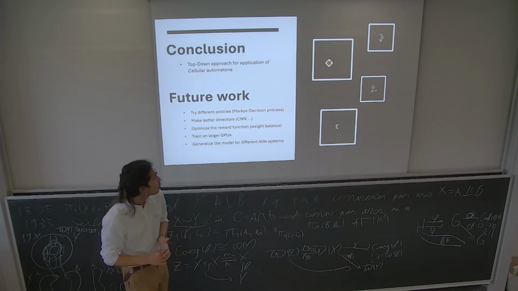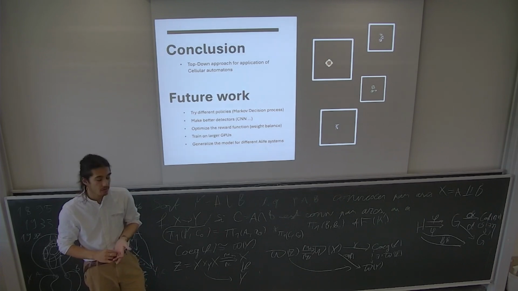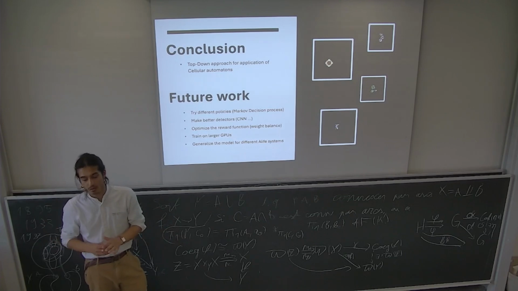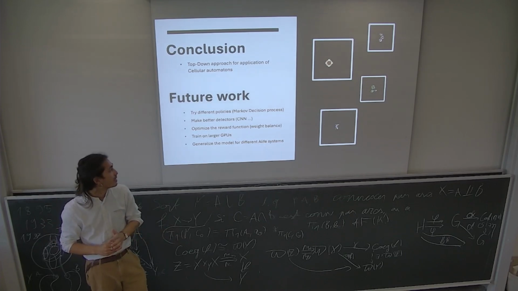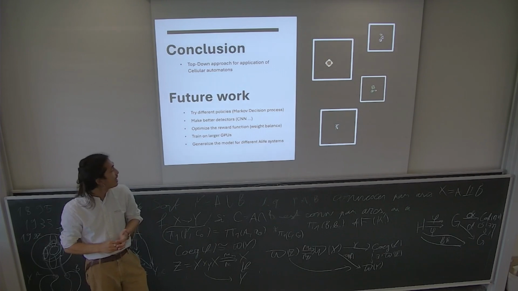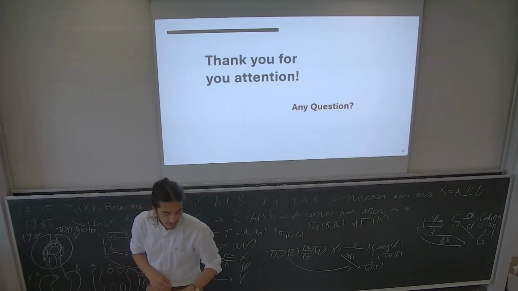Future work will probably be to try different types of policies, because this is a great one, but maybe simpler ones will work better for this type of system. And then make a better detector. I'm thinking of supervised learning with a convolutional network and optimizing the reward function. I think my reward function is highly based on the number of detections. It's not well balanced. And then more training in general for different types of models. Et voilà.